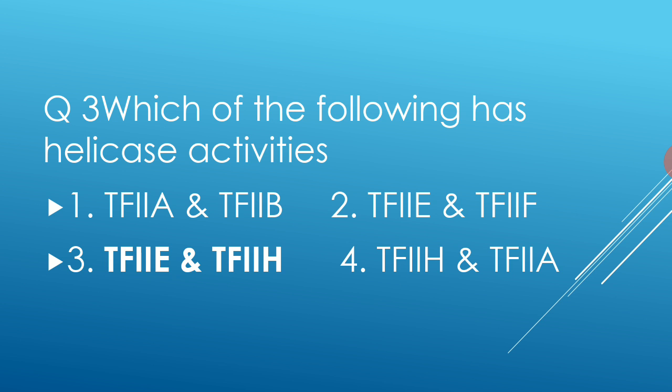Question number 3. Which of the following has helicase activities? TFIIA, TFIIB, TFIIE and TFIIF, TFIIE and TFIIH, or TFIIH and TFIIA. The answer is the third one, TFIIE and TFIIH have helicase activities.